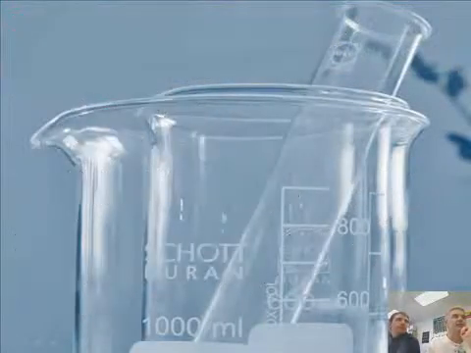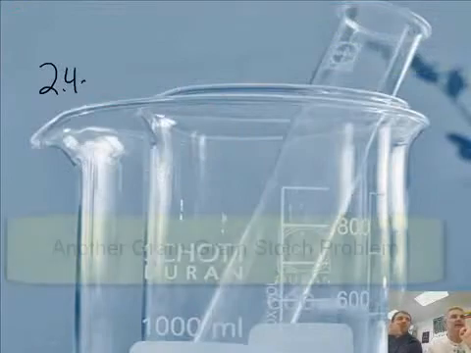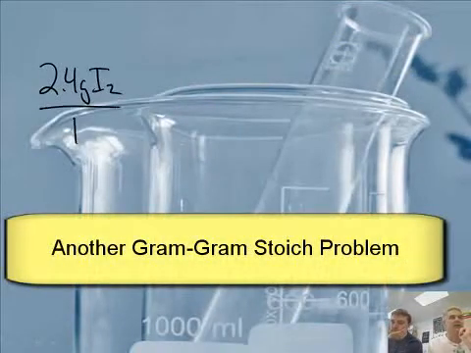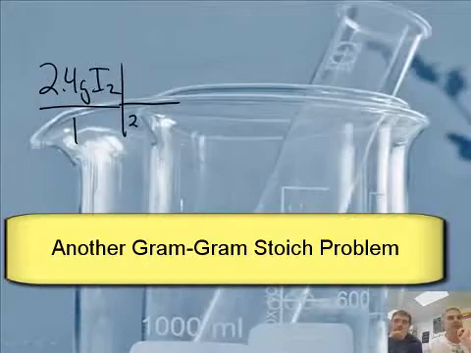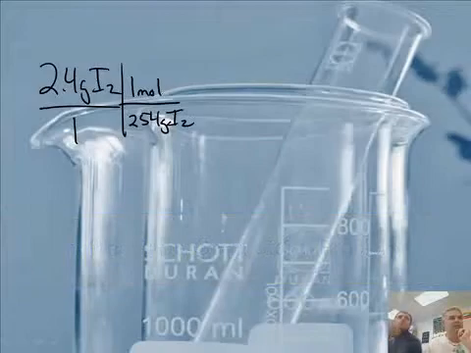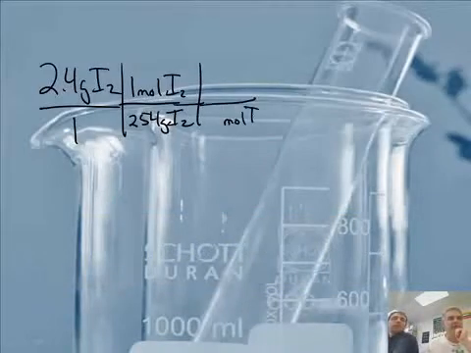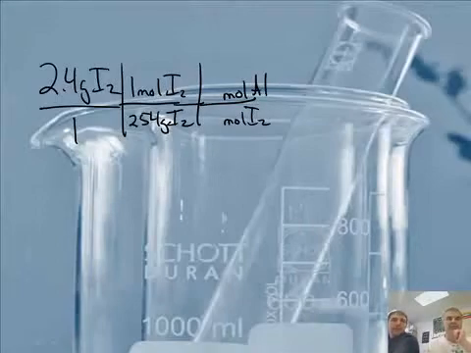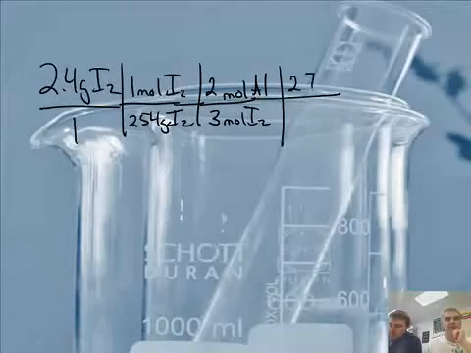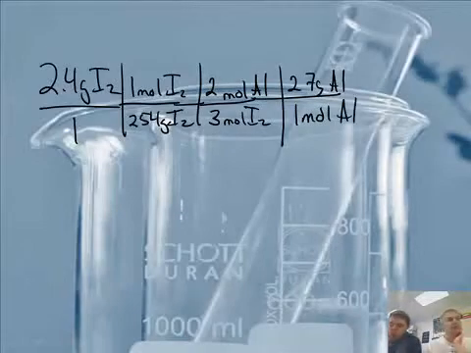So we're going to start with 2.4 grams of I2 over 1, and then there are 254 grams of I2 in 1 mole of I2. Then we're going to say moles of I2 to moles of Al: 2 moles of Al, 3 moles of I2. This was a 2 from the balanced equation, and this is a 3. And then we're going to say 27 grams of Al to 1 mole of Al. Just a gram problem. We've done a bunch of these.